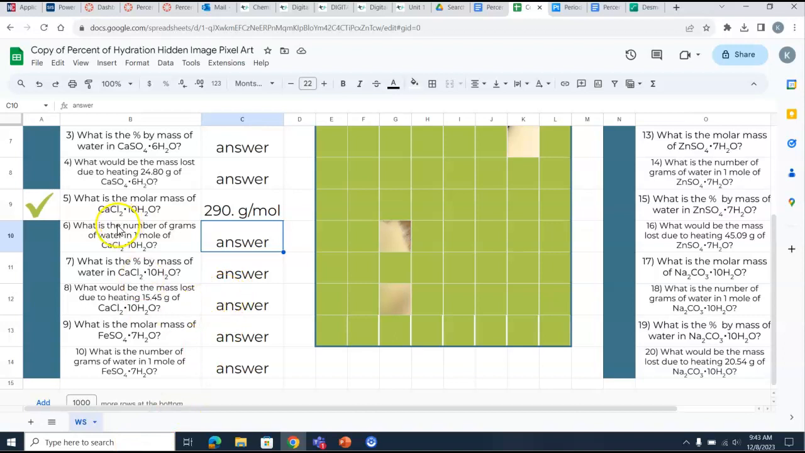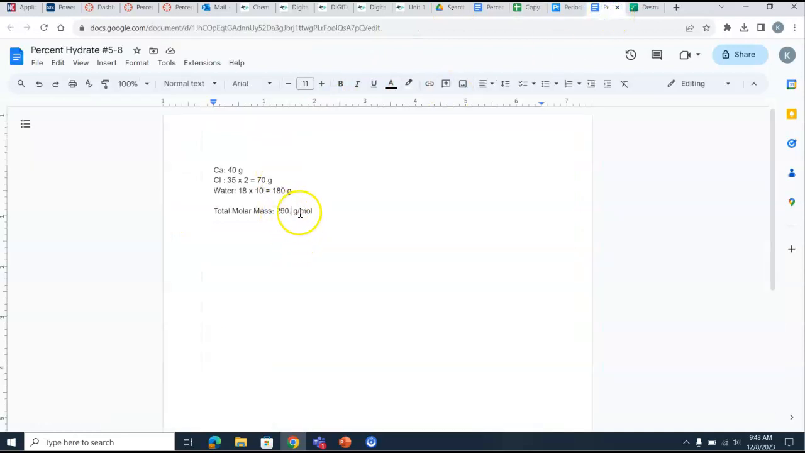All right, so number 6 says, what is the total number of grams of water in 1 mole of calcium chloride decahydrate? Now, this at first glance might seem a little bit tricky, but all this is asking for is that in that last molar mass that we calculated, how many grams of that was water? So if we just go back to our calculation here, we had 290 grams total, but our water was 180 grams.